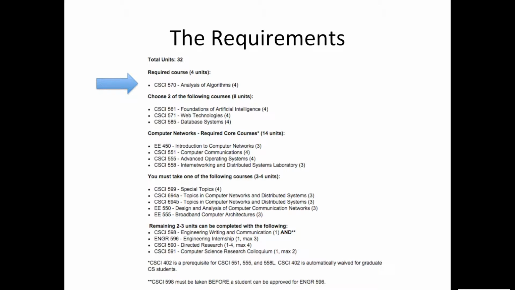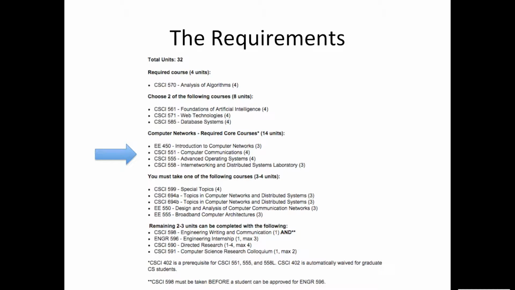We have recently revamped the requirements for the MS specialization in computer networks. Now the specialization requires you to take 32 units, of which the primary requirement is to take an analysis of algorithms class, which is required of all of our master's students. Students are also required to take 2 of the 3 courses listed here, which constitute breadth in computer science.